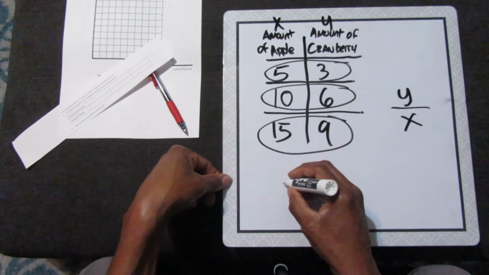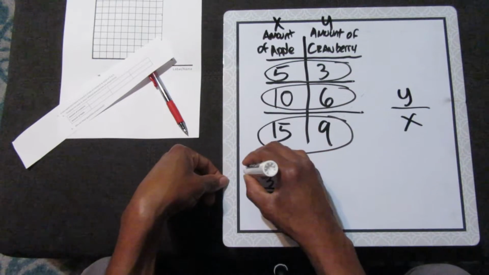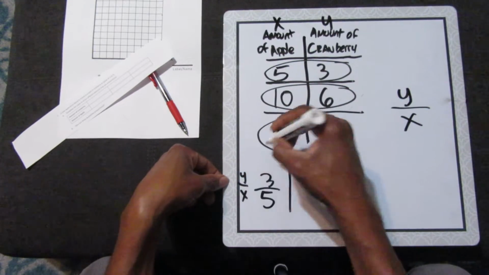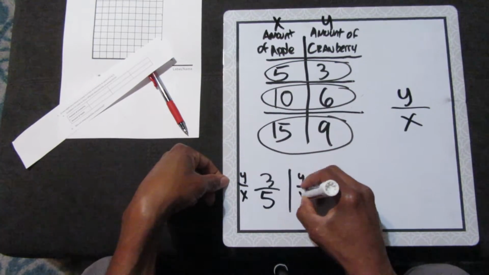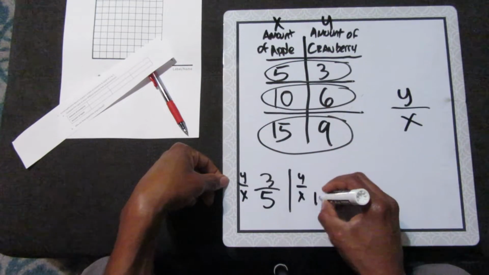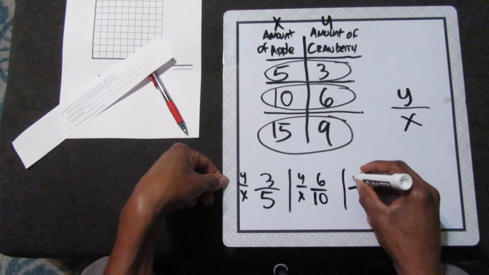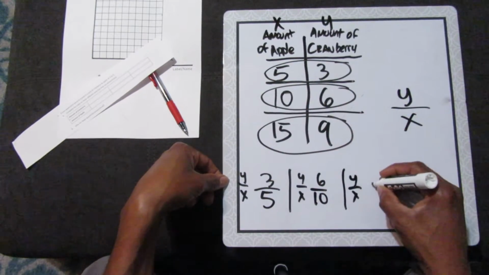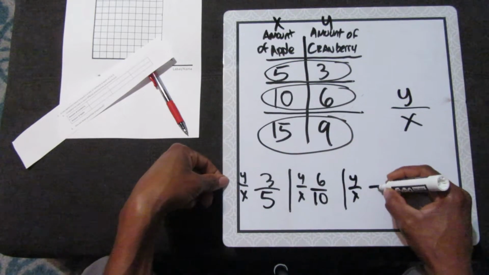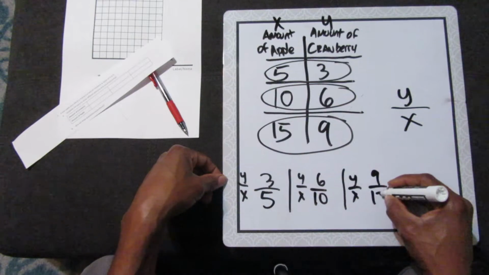So let's take a look here. Remembering the rule, y divided by x. So over here I have 10, 6. Remember the rule once again, y is going to be divided by x. I have 9, and we have 15 here. That's y.